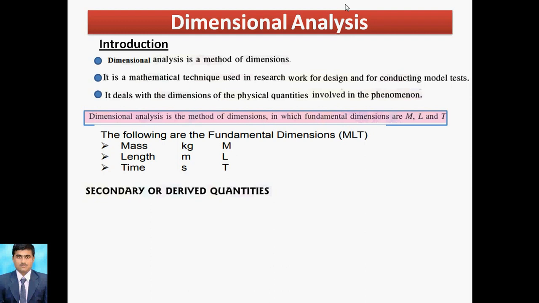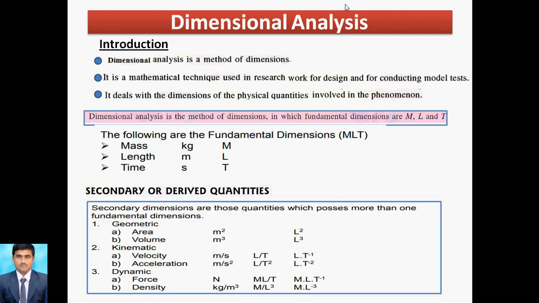Actually dimensional analysis deals with physical quantities. Physical quantity means containing MLT, that is mass, length and time. If you specify the fundamental dimensions, they relate only to mass, length and time. Secondary quantities deal with quantities having more than one fundamental dimension. Suppose we consider area: here it is meter square, so we can say L square. Volume is meter cube, that is why L cube.